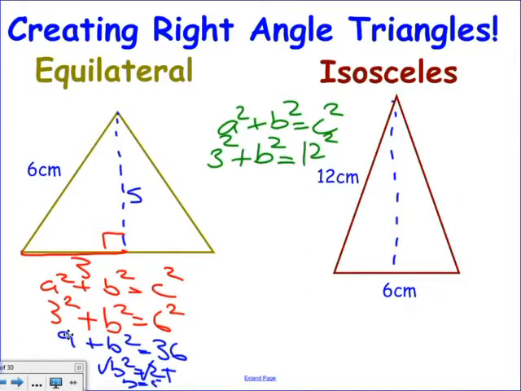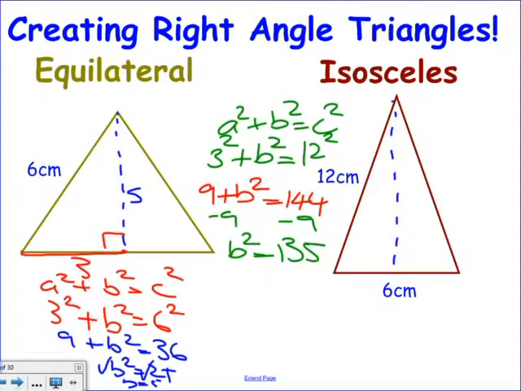Centres, front and centre. 9. Plus b squared equals 144. Next step, fronties, front and centres. Minus 9 from the left, minus 9 from the right. And you end up with b squared equals 135. And then square root both of them, to give me b equals 11.6. So that height is 11.6, which then allows me to go on and work out the area of a triangle. Amazing stuff, isn't it?